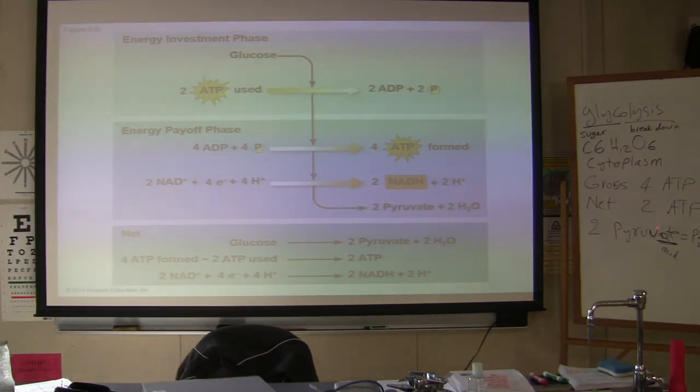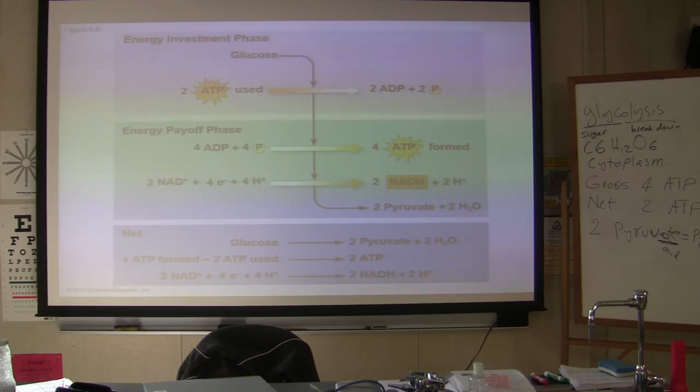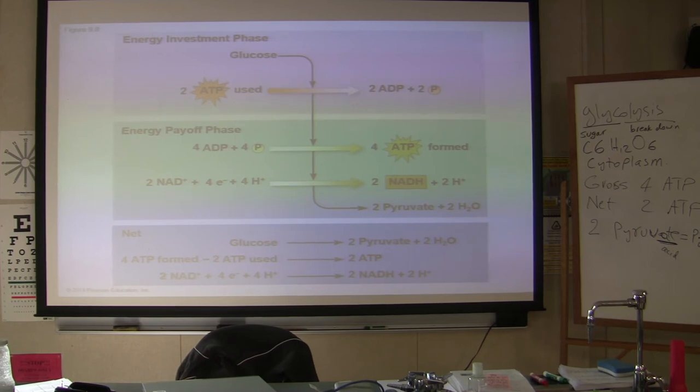At the end you get 2 pyruvate, 2 net ATP, 4 gross. You all know the difference between gross and net? Gross salary means before your taxes, your insurance, and everything else are taken out. But after you pay taxes and insurance, whatever you bring home, that is your net. Do I make sense, everybody? That's the difference between gross and net.